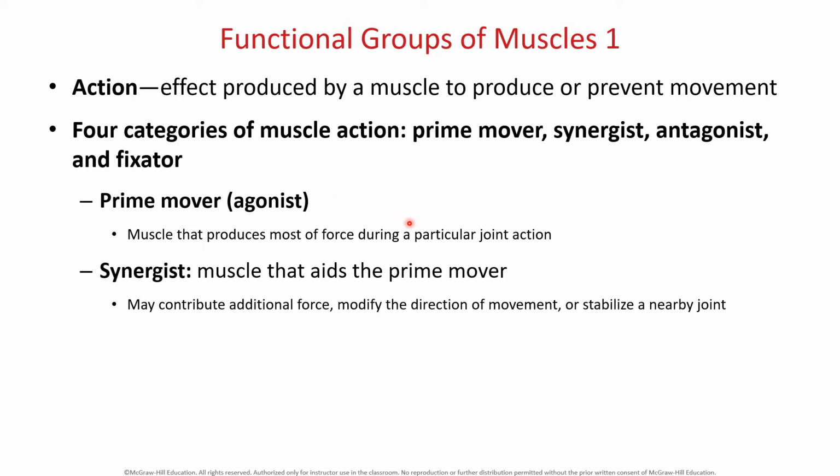We have four categories of muscle action. We have a prime mover, a synergist, an antagonist, and a fixator. So what is a prime mover? A prime mover is the muscle that produces most of the force during a particular joint action. And we're going to go over an example of all four of these.